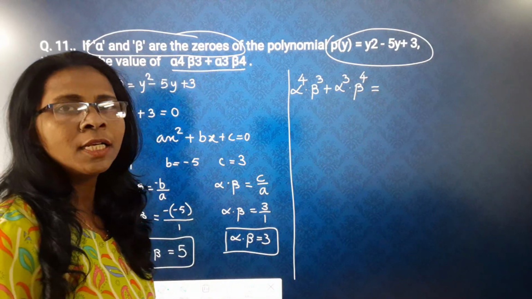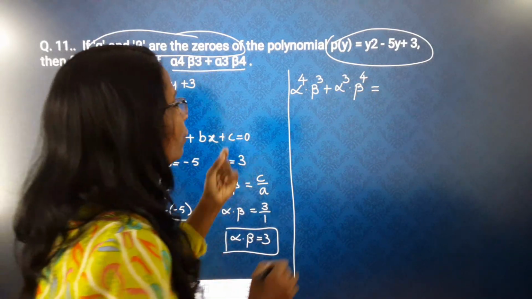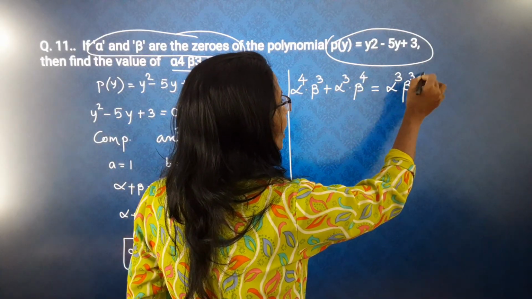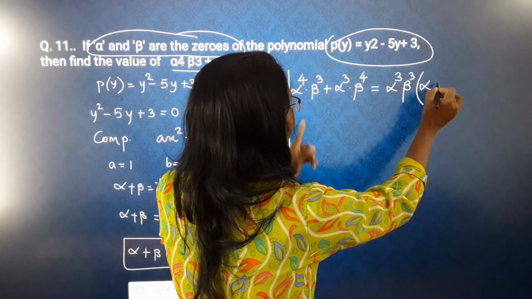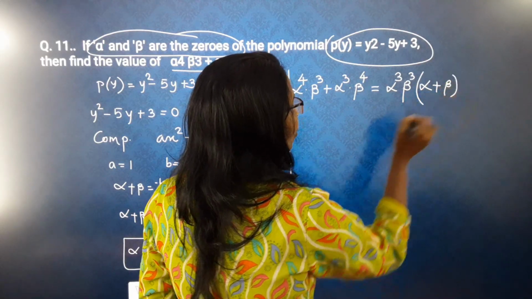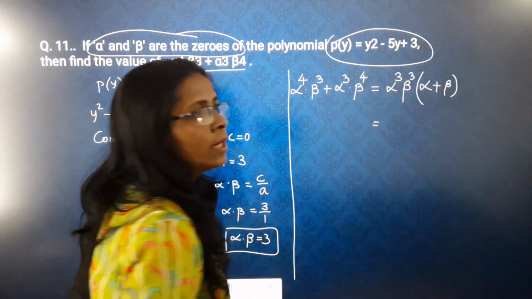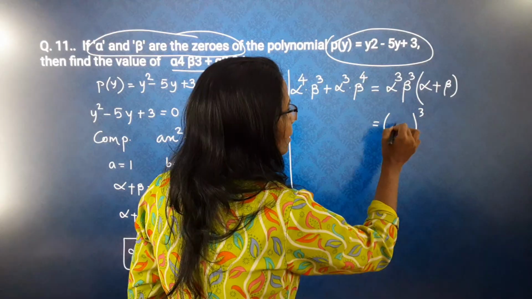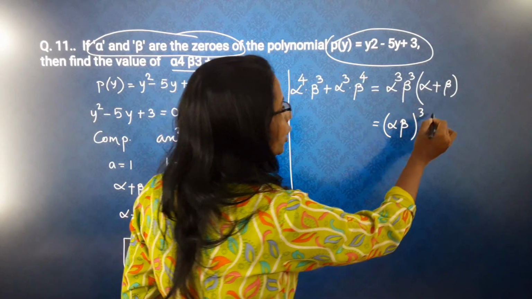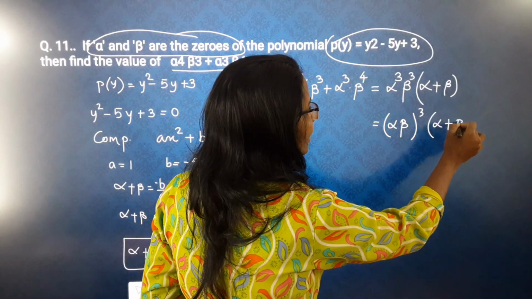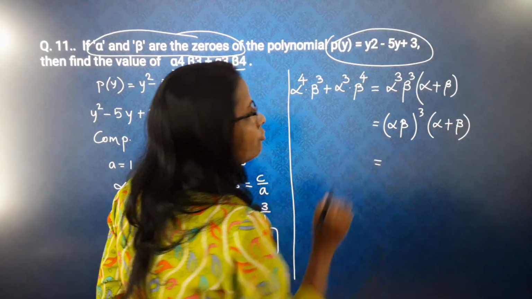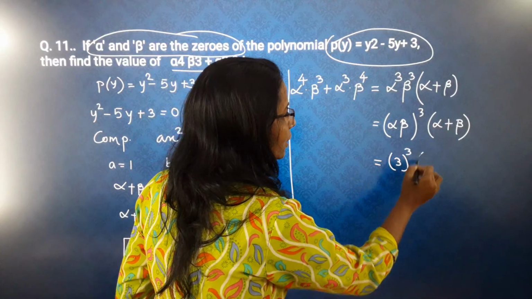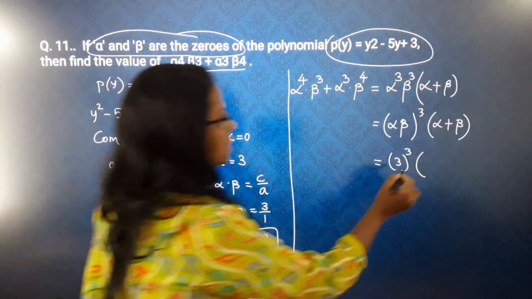Now see carefully, students, that from these two terms alpha cube beta cube is common, and in the bracket, alpha plus beta. Now alpha cube beta cube we write in the cube form, that is alpha beta whole bracket cube, and here alpha plus beta. Now we have the value of alpha beta, and that is equal to 3. So cube of 3 here, and alpha plus beta, that is 5.